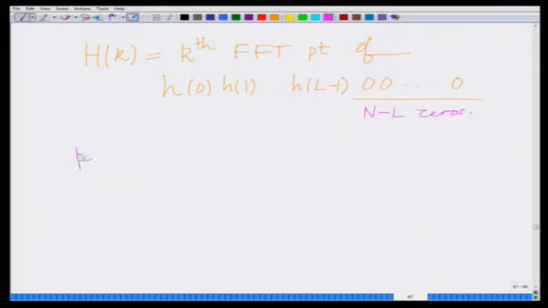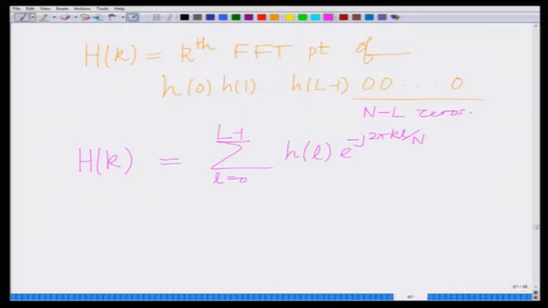Hence, if I write the expression for H of k, naturally H of k is given as the summation over l equal to 0 to N of h of l e to the power of minus j 2 pi k l divided by N. Since there are only capital L coefficients, 0 to capital L minus 1, and the rest are zeros, the kth FFT point is simply given as the summation over small l equal to 0 to capital L minus 1 of h of l e to the power of minus j 2 pi k l divided by N. That is the expression for the kth FFT point.